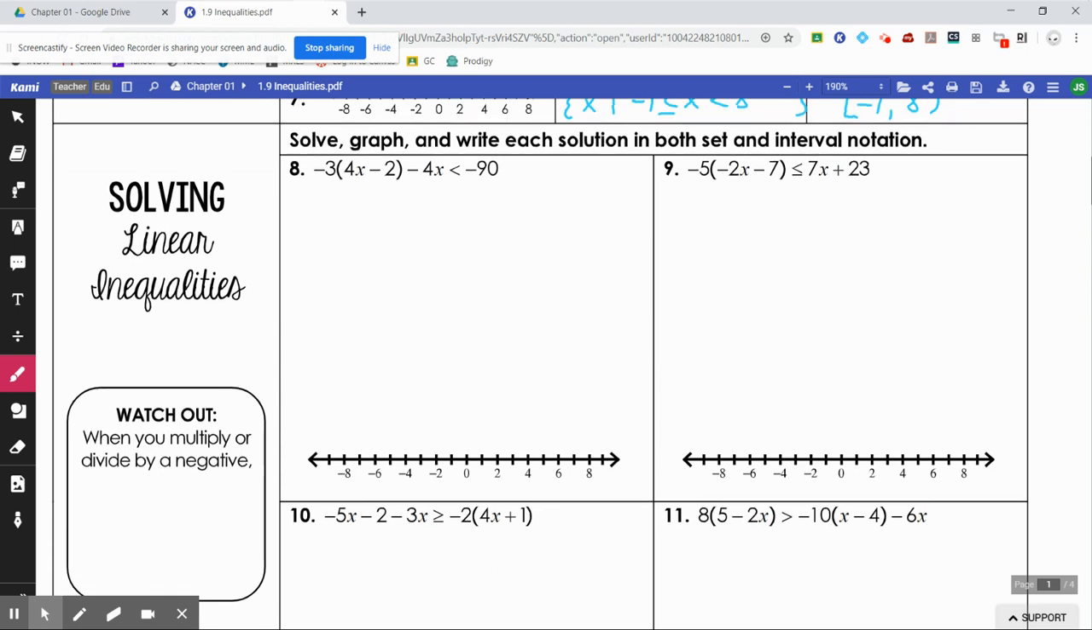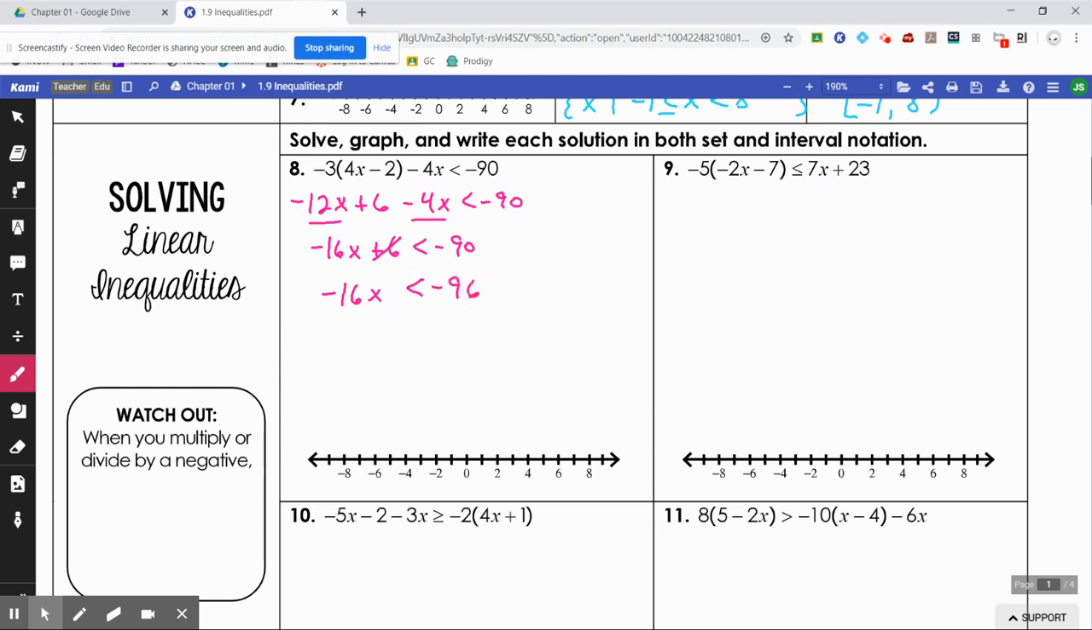So first off, distribute to get rid of parentheses. That'd be -12x and a +6. Bring down -4x is less than -90. Combine all like terms. That'd be -16x plus 6 is less than -90. Move +6 by subtracting. That's -16x is less than -96.